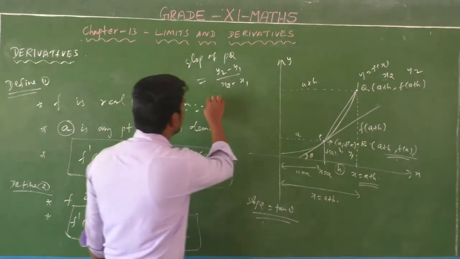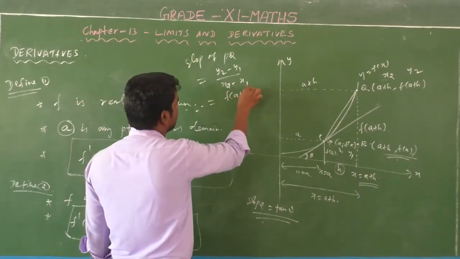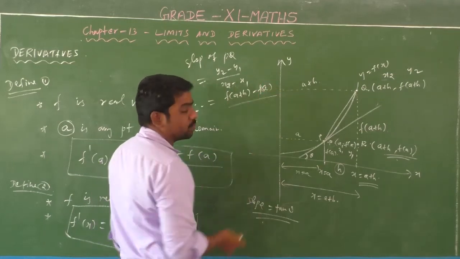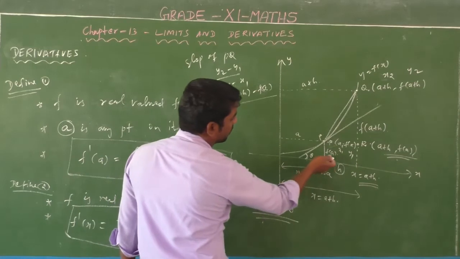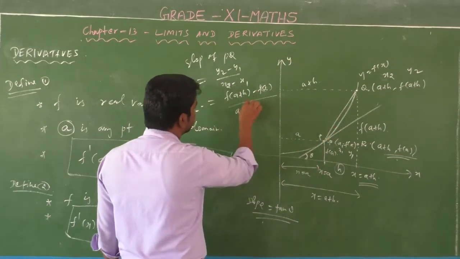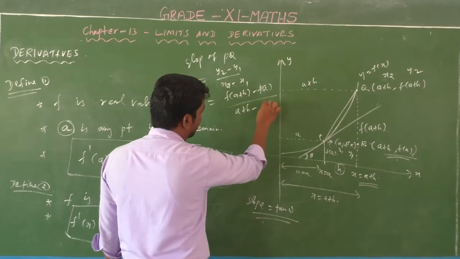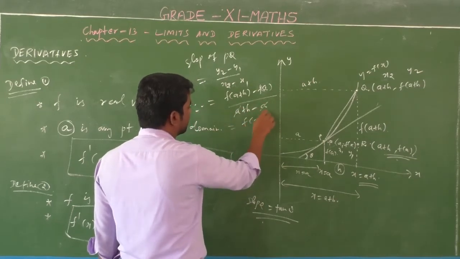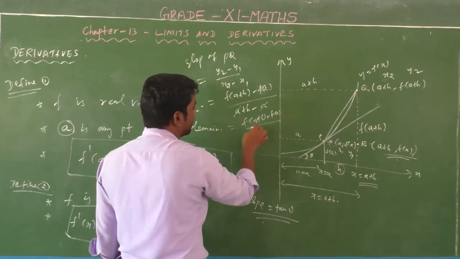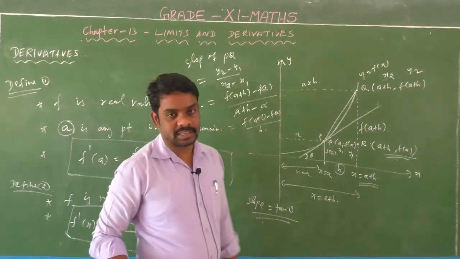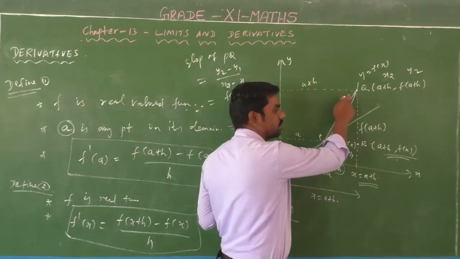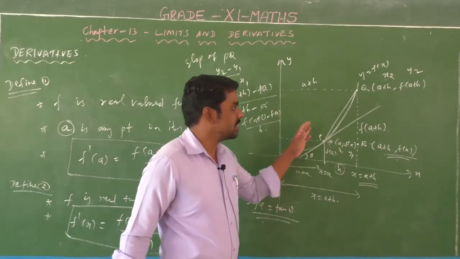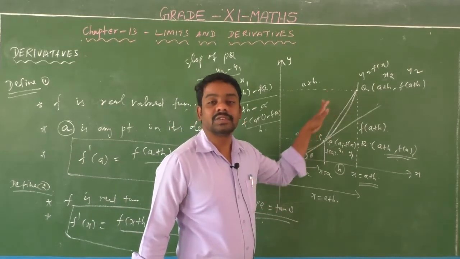So substitute this formula, y2 is f of a plus h minus y1 is f of a divided by x2 minus x1. So here x2 is a plus h minus x1 is a. So a minus a cancel, remaining f of a plus h minus f of a divided by h. This is slope of this line PQ. We have the answer, rate of change of this function f of x with respect to x.